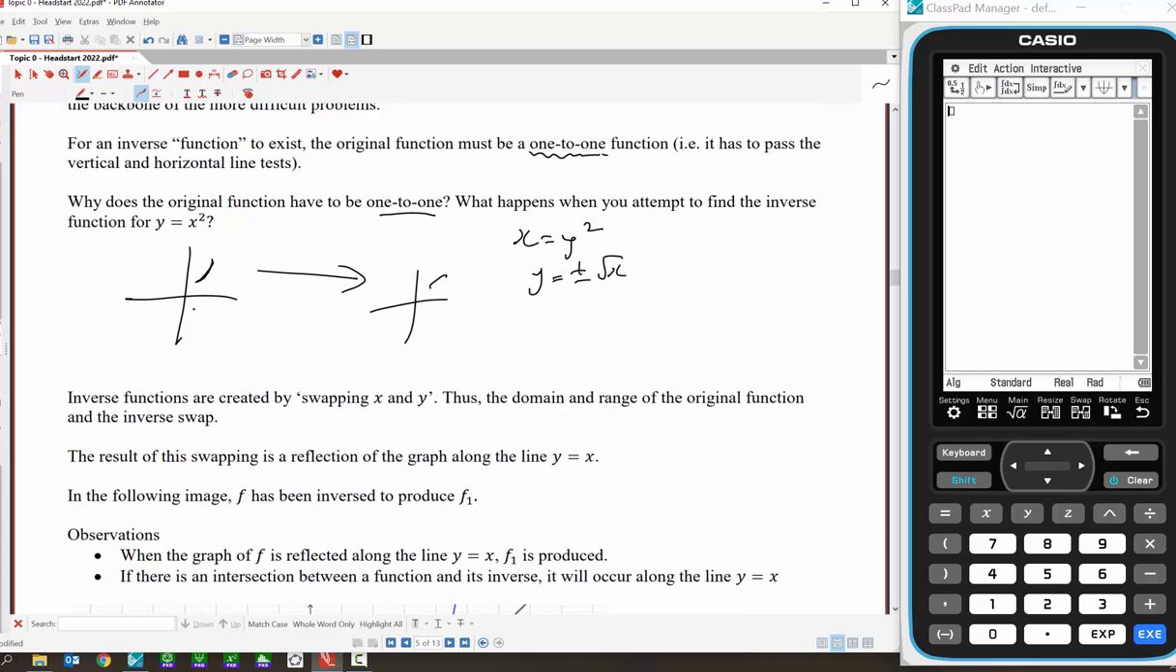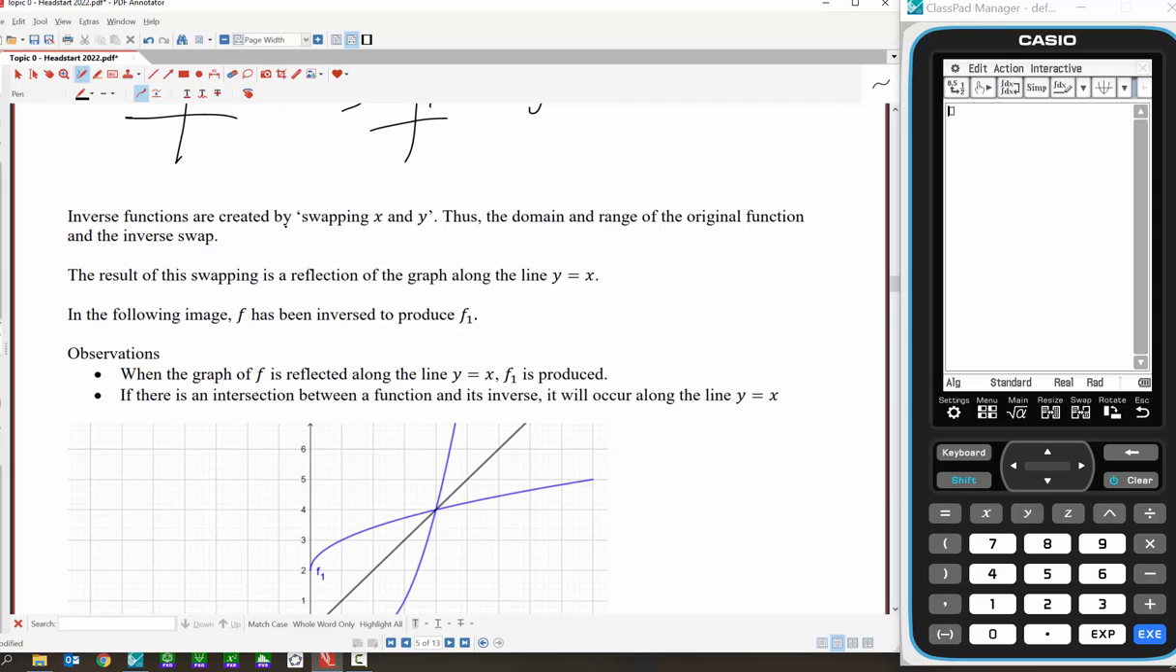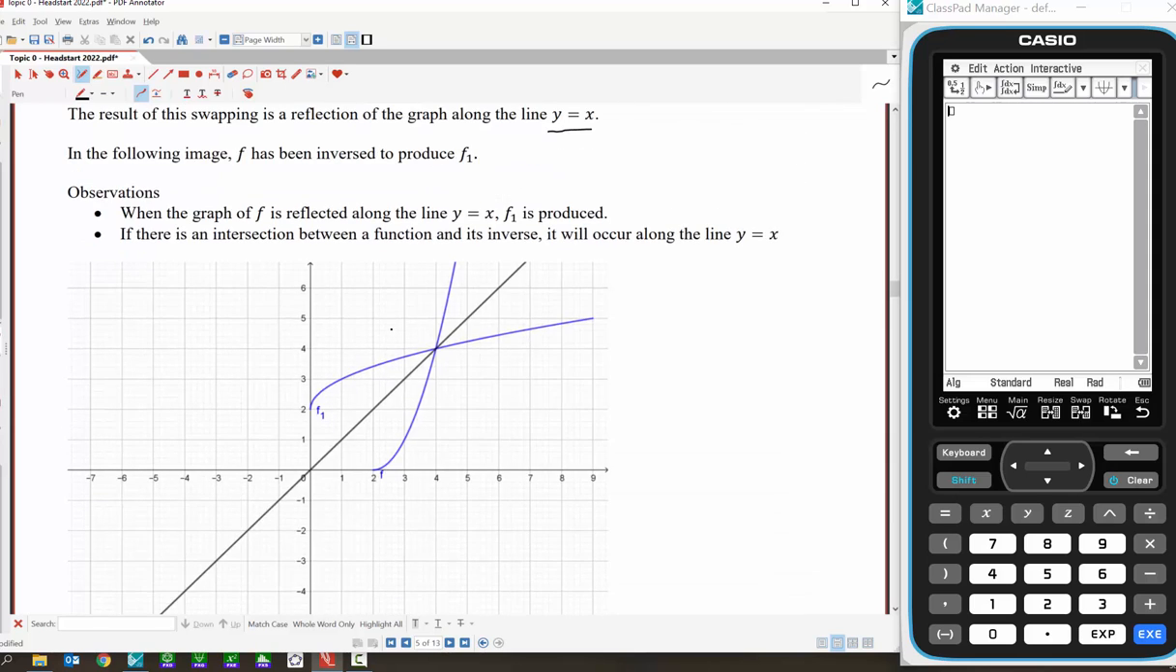So the inverse function is created by swapping x and y, thus the domain and range of the original function and the inverse swap. So that's important to know. The result of swapping is a reflection along the line y equals x. Okay, so what happens is when you swap x and y, all the coordinates swap, and the result is that we get a reflection. So here is the original function, so it looks to be the y equals x take 2 all squared parabola, and it's only the values from the turning point to positive infinity.